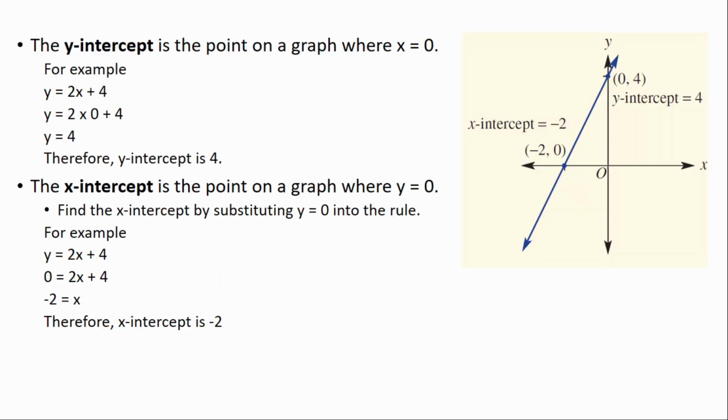So let's start with what the x and y intercepts are. The y-intercept is the point on a graph where x equals 0. And the x-intercept is the point on the graph where y equals 0. So let's have a look at the graph on the right here. X equals 0 is this whole line here, so the whole y-axis, and y equals 0 is this whole line here, horizontally, so the x-axis.